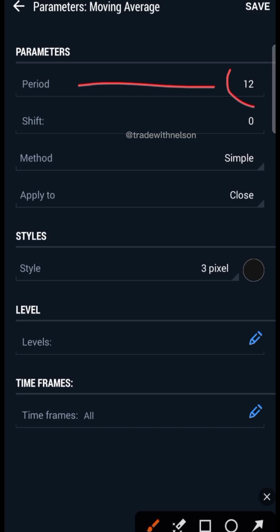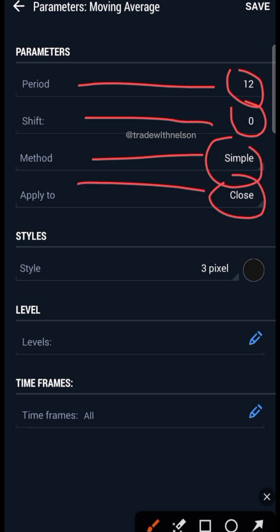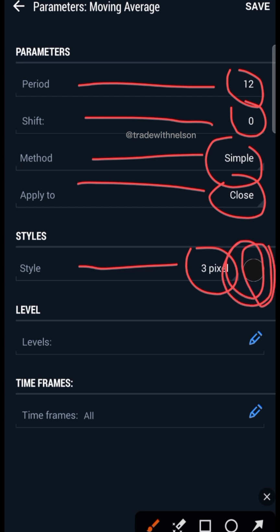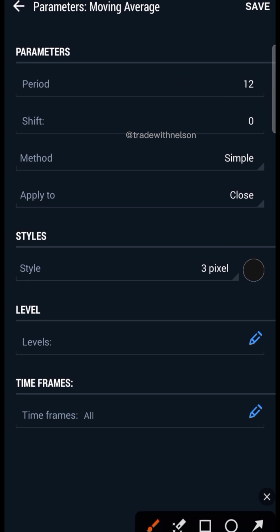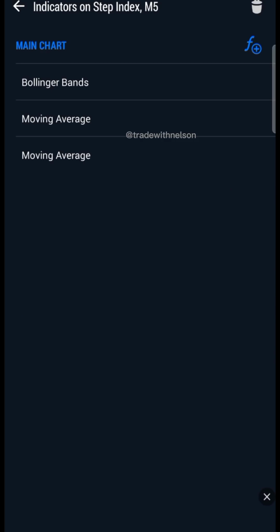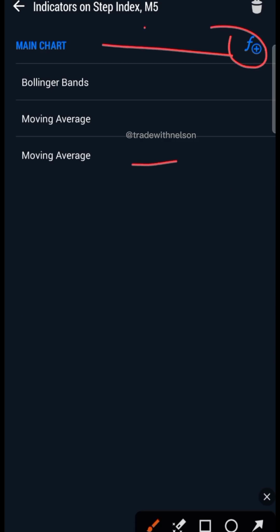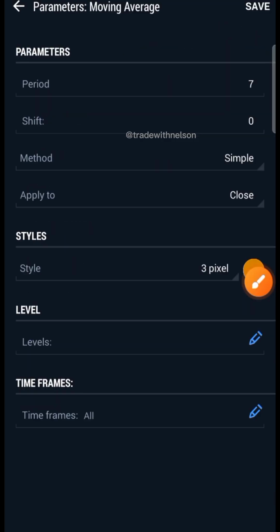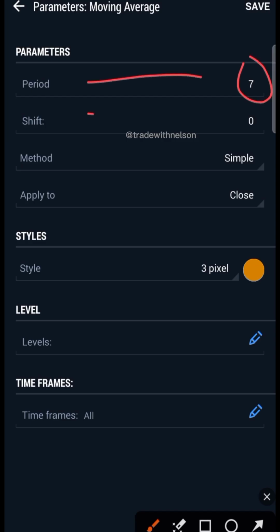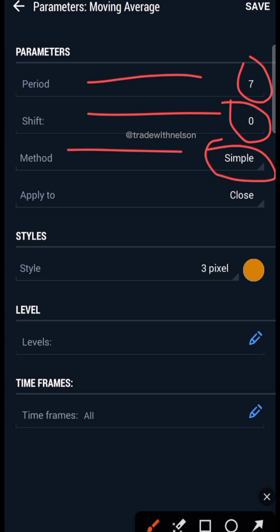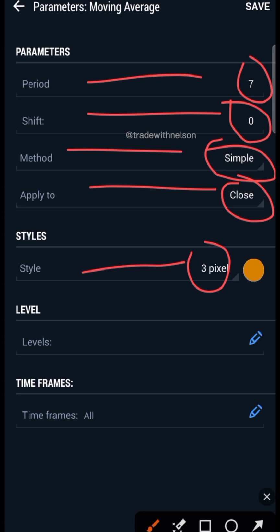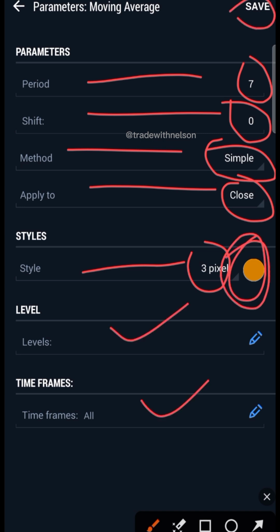You make your period 12, shift 0, method simple, apply to close, style 3 pixels, make your color a color of your choice. You can make it black. If your chart background is black, you can make your color another color. Click on save. To select the third moving average, click on this F icon again, make your period 7, shift 0, method simple, apply to close, style 3 pixels, select a color of your choice and click on save.